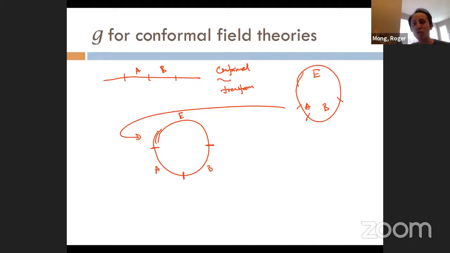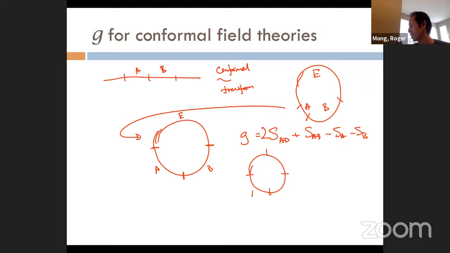And to justify that it's not UV dependent, I'm going to look at the expression again for G, which is equal to 2SAD plus SAB minus SA minus SB. I look at it by drawing it this way: A, B, C, D. You notice that there's three terms that you're adding on the left side and two terms that you're subtracting on the right side. So it looks like it isn't going to work.